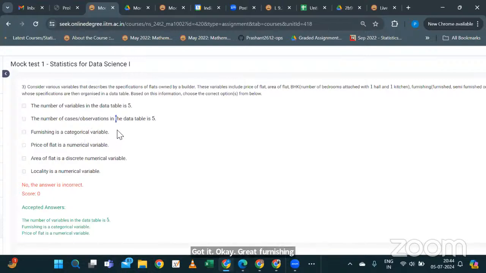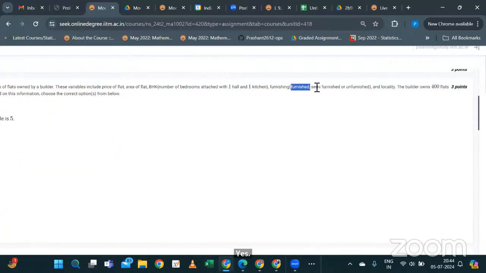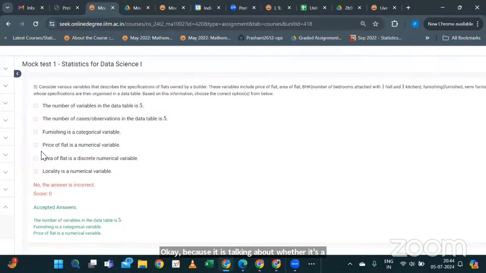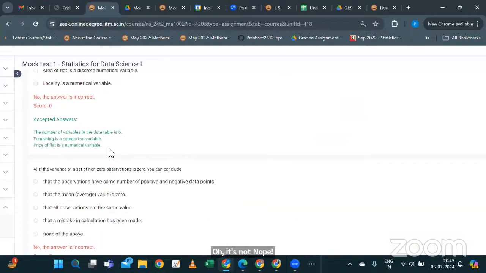Furnishing is a categorical variable. Yes, sir. Because it is talking about whether it's furnished, semi-furnished, or unfurnished. There is no mathematical meaning of this. And price of flat is a numerical variable. Yes. Area of a flat is a discrete numerical variable? No, it is continuous. Correct. Locality is a numerical variable? No, sir, it is a categorical variable. Locality will be categorical. Great. Now you are okay with that.